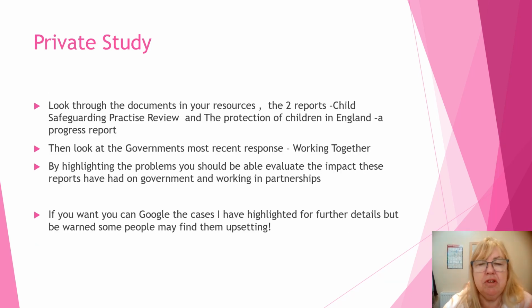Like I said, I'd like you to look through these documents, the two reports: the Child Safeguarding Practice Review and the Protection of Children in England, a Progress Report. One is the Practice Review and the other is the Laming Report. Then have a look at Working Together 2023, because that's a response to the Laming report. So you've got the issues and the government's response to them, which should answer your criteria. There's a heck of a lot of information there, and you're going to have to bring it down to a smaller amount, so you're really going to have to pick up the highlights.